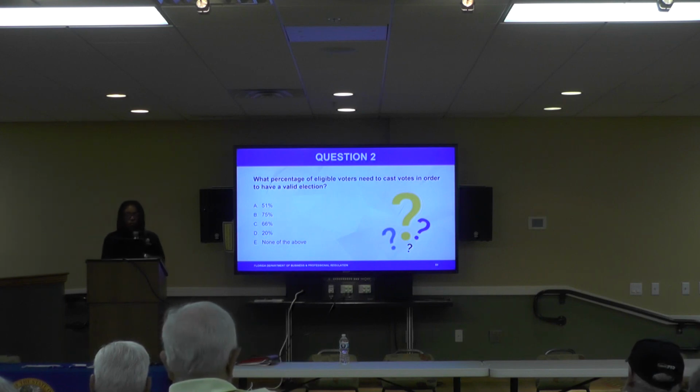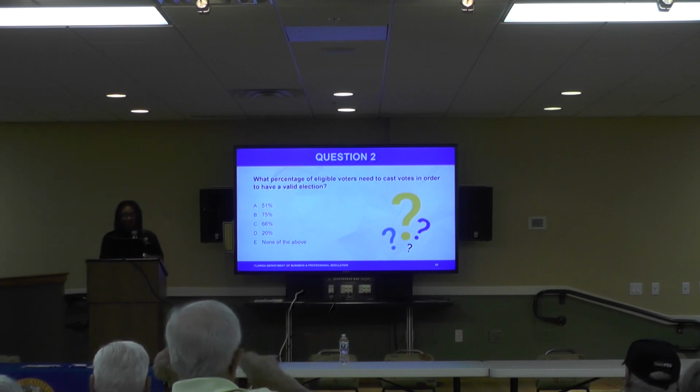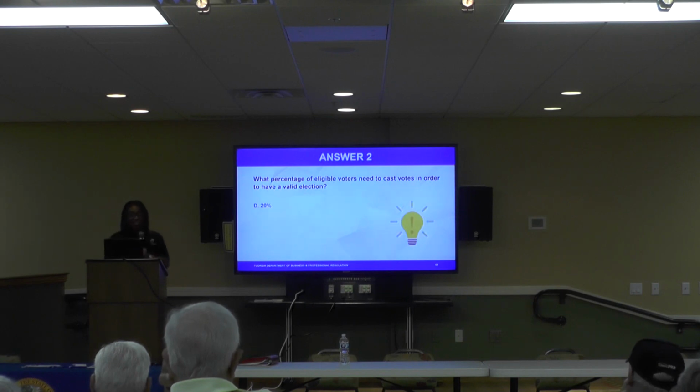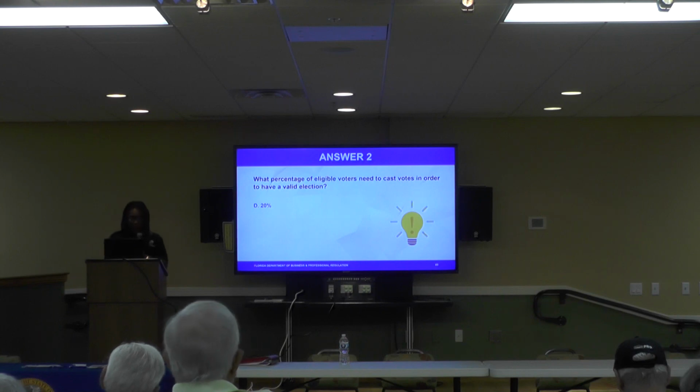What percentage of eligible voters need to cast votes in order to have a valid election? You guys are saying 20%? Yes, D, 20%. A quorum is not required for an election, but 20% is the threshold that must be met for it to stand. This is calculated during the verification process when the outer envelopes are verified against a list of qualified voters.